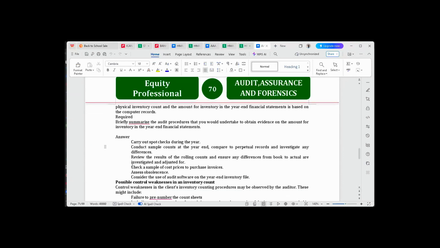Now, you also need to check a sample of cost prices to purchase invoices. You need to take a sample from your invoices and try to see whether there has been any instance of omission, or sometimes you can have suspicious invoices. You need to be careful of that.